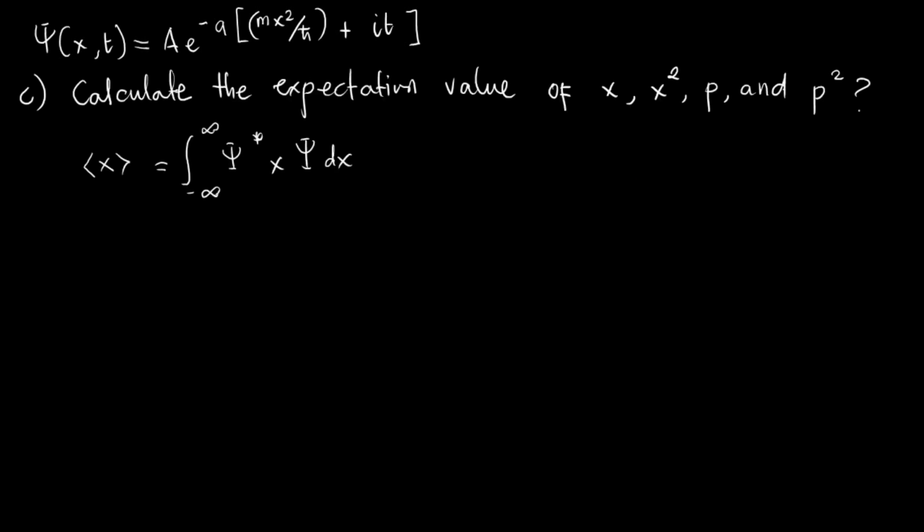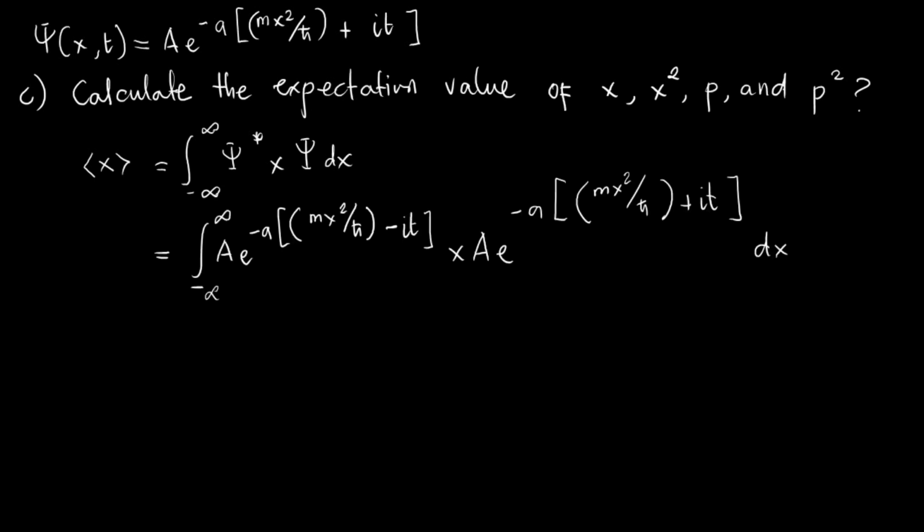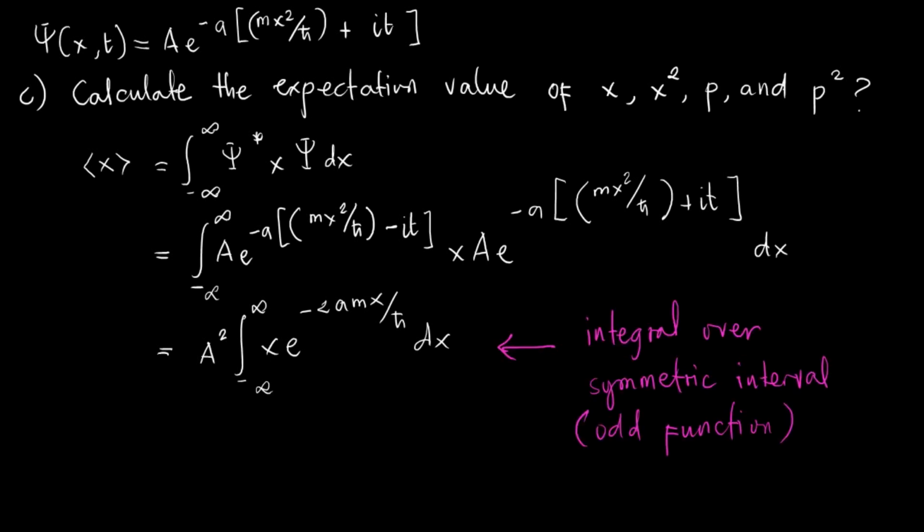This is the equation for finding the expectation value. Inserting the value of psi and psi conjugate. Simplifying the integrand, we get. This is an odd function and is to be integrated over a symmetric interval. So the result for the expectation value of the position x is 0.